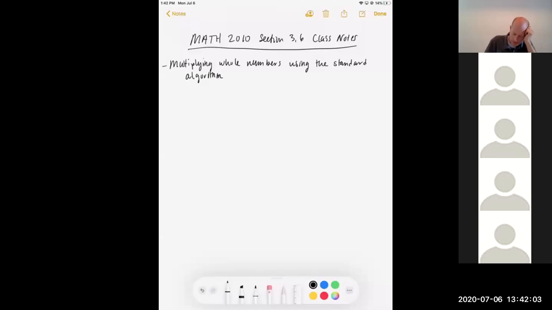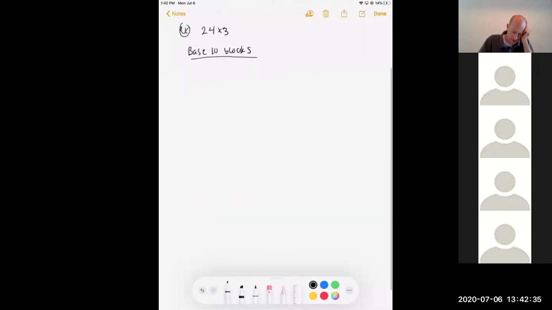It's for multiplying whole numbers using the standard algorithm. The first example is 24 times 3. And this is an area model with base 10 blocks. So we're going to do this with base 10 blocks first. So 24 times 3, we have 24 groups of 3 or 3 groups of 24, however you want to look at it.